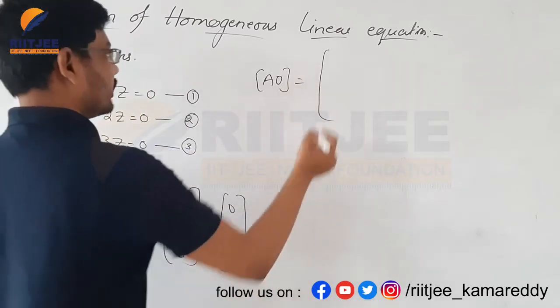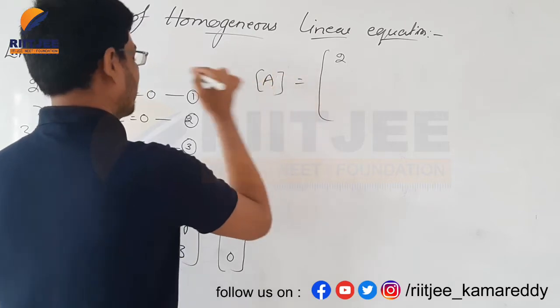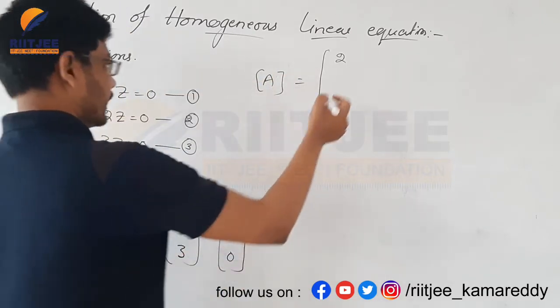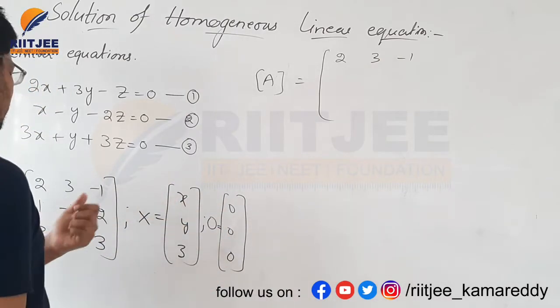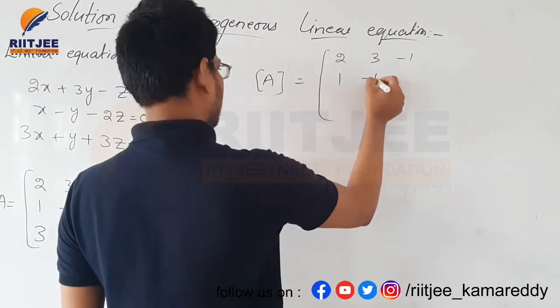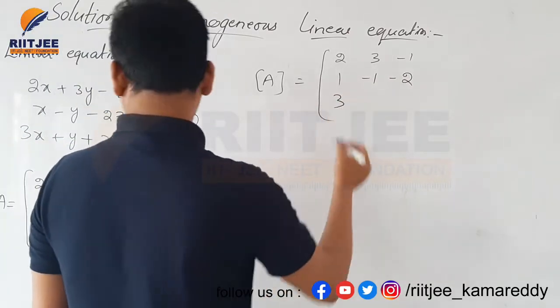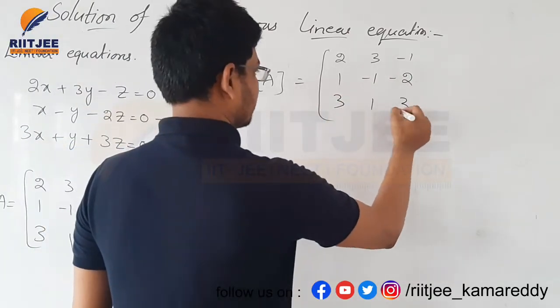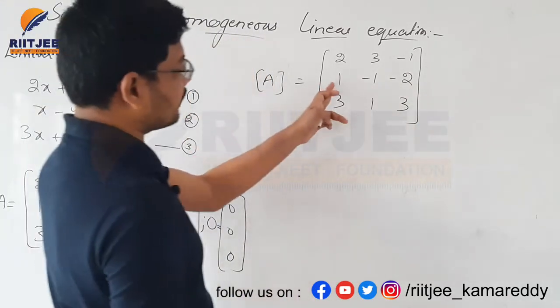Directly you can take A also here. I am taking A here. Why? Because these are null matrix here. The matrix is 2 3 minus 1, minus 1 minus 1 2, and 3 1 3. Here our assumption is to convert these two numbers to 0.